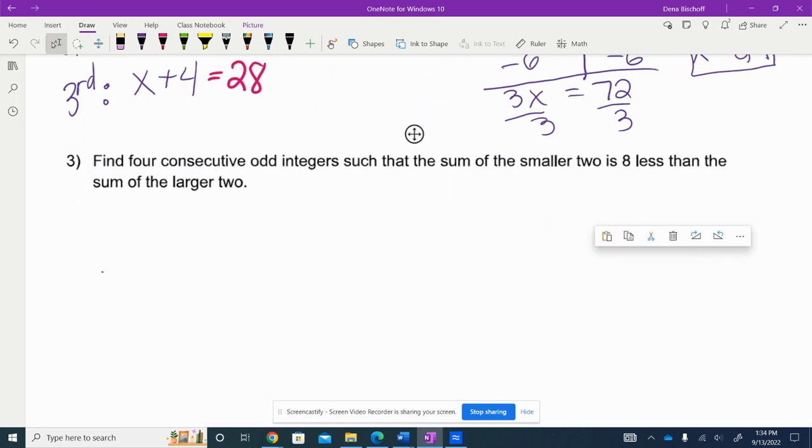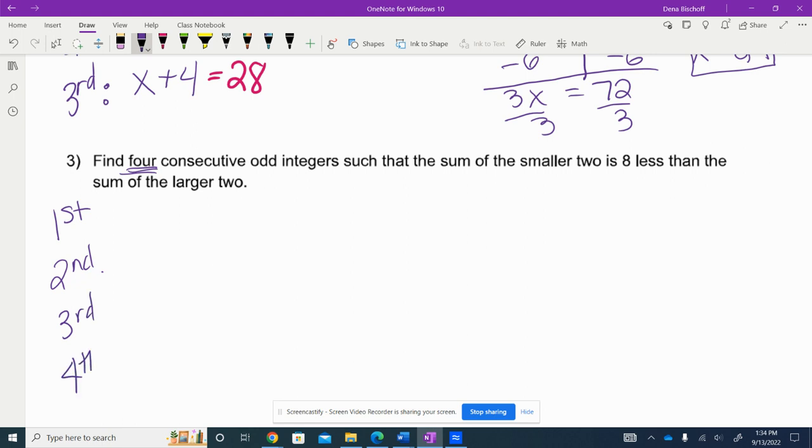Okay. Let's look at this next one. How many integers do we have? 4. So off to the side, you have to do first, second, third, and fourth. This is the first time that we've had 4 integers. Okay. Sebastian, what type of integers do we have?